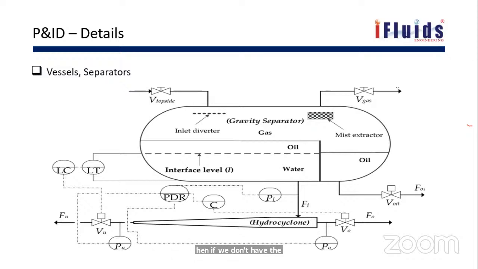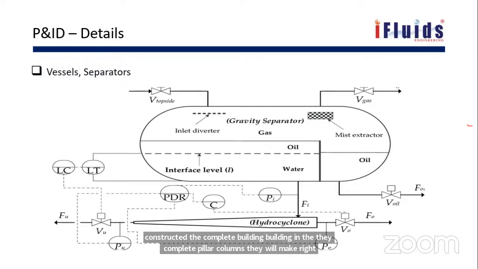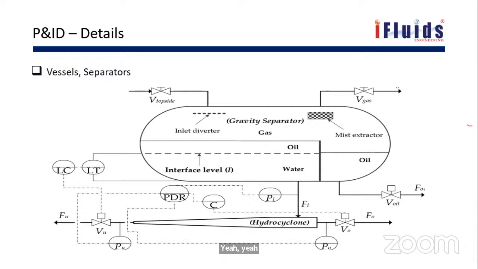I will give one example. There are many cases in the plant. They constructed the complete building, the pillars, columns, beams, structure and flooring, everything. And then they needed to put one vessel inside that particular floor. They could not put the vessel inside because it could not go horizontally or vertically. Once it came to the site, this case happened. Finally, they took it back and cut the vessel.